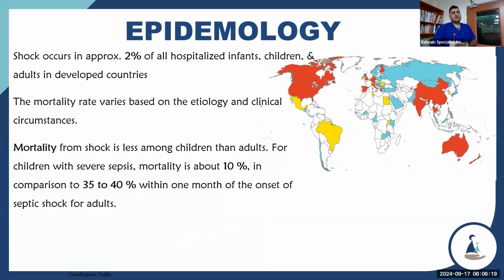Epidemiology: shock occurs in approximately 2% of all hospitalized infants and children and adults in developed countries. The mortality rate varies based on etiology and clinical circumstances. Mortality from shock is less among children than adults. For children with severe sepsis, mortality is about 10% in comparison to 35 to 40% within 1 month of onset of septic shock.